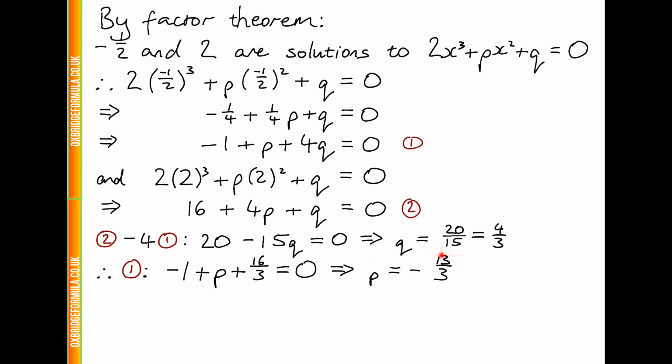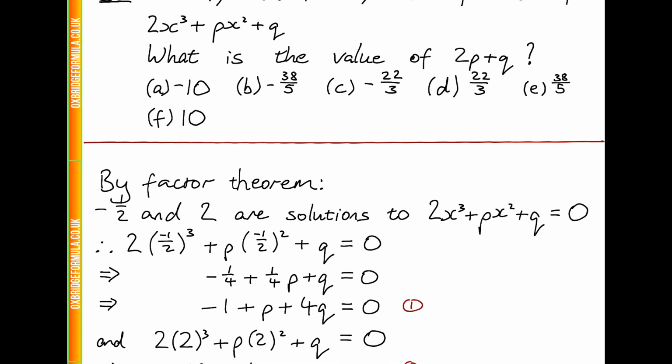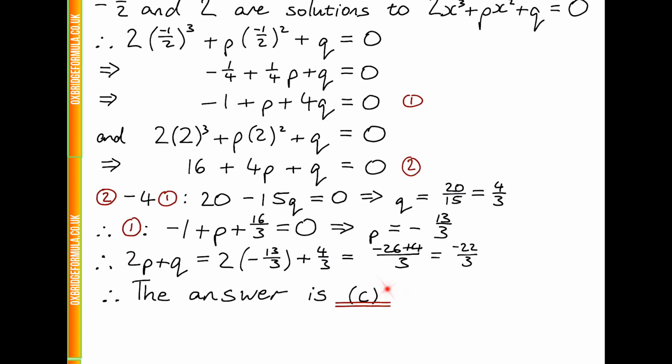So we've now solved for p and q, but what did the question ask us to do? Well, it asked us to find the value of 2p plus q, so we can therefore substitute in our values of p and q and see that this is equal to minus 26 plus 4 divided by 3, which is just minus 22 over 3. So if we look back at our options, that is exactly option C. So we can therefore conclude that the answer to the question is C.